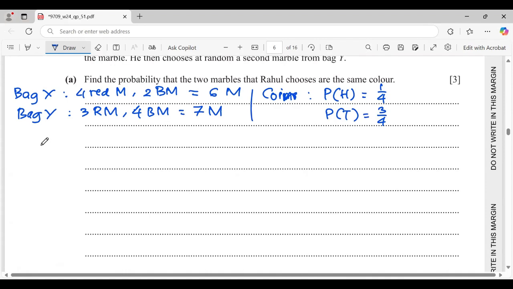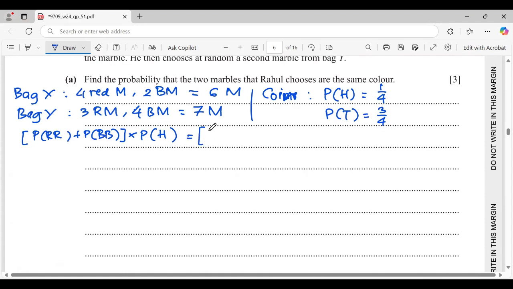Next step, the probability that both marbles are the same color and the coin shows head. We can find it by writing the probability of R, red, plus the probability of B, blue, times the probability of head. This is for the probability that both marbles are the same color and the coin shows head.